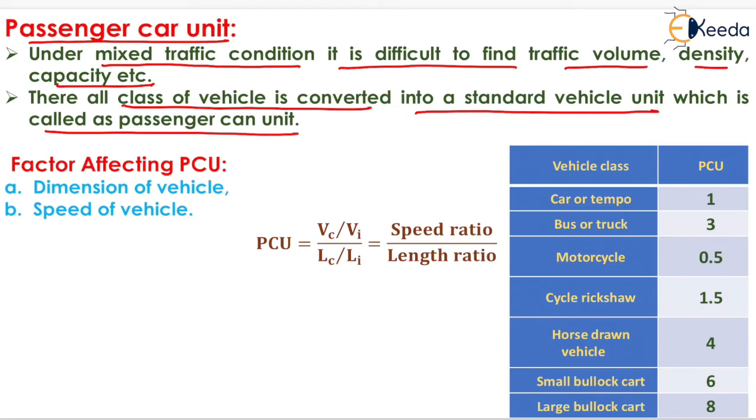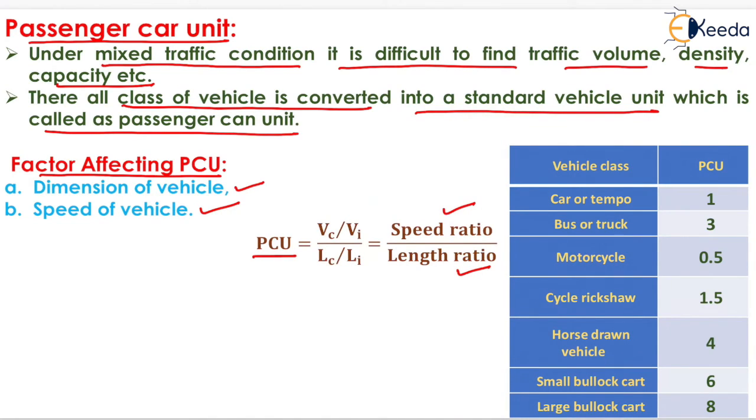It means that for calculating the traffic volume on a particular section of road, we will convert all classes of vehicle into a standard vehicle unit which is known as passenger car unit. Now the factors which affect the passenger car unit are, the first one is dimension of vehicle and the second one is speed of vehicle. So we can compute the passenger car unit by considering the speed ratio by the length ratio.